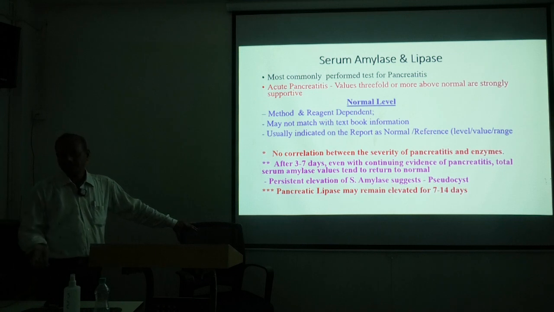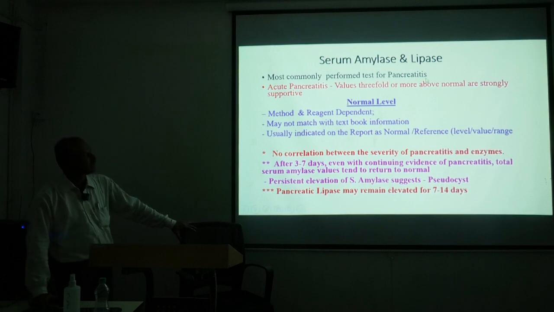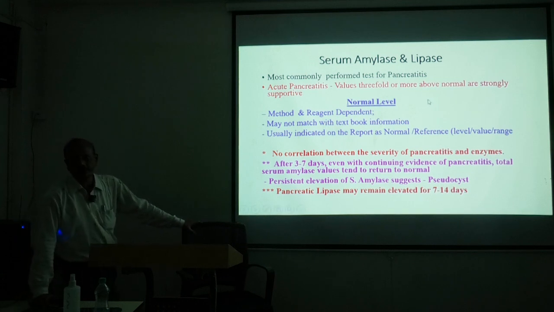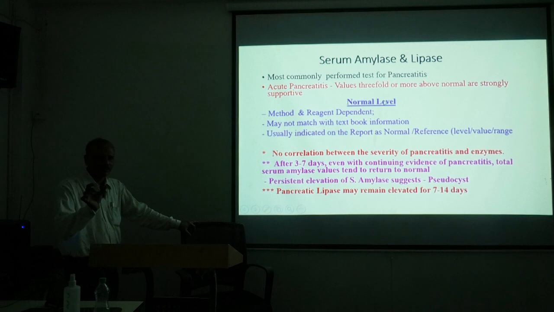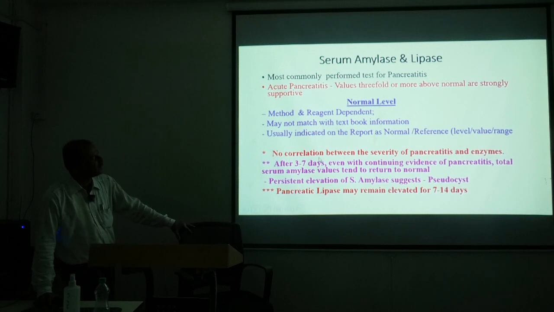These cells will be damaged, so obviously the enzyme levels will be high, and a level 3 times above normal is strongly supportive with the clinical presentation. If there is no clinical presentation but the amylase level is high, this is something else. It is reagent dependent. A normal value will differ between laboratories, because they use different methods and the reagent kits are obtained from different sources. And this may not match with the textbook information. This I am telling you from a practical point of view.